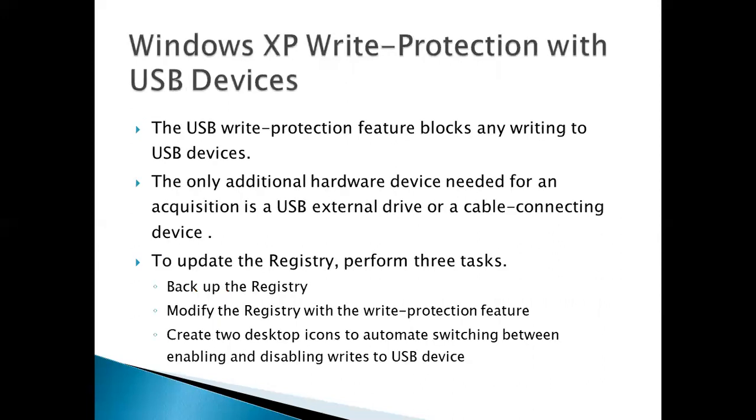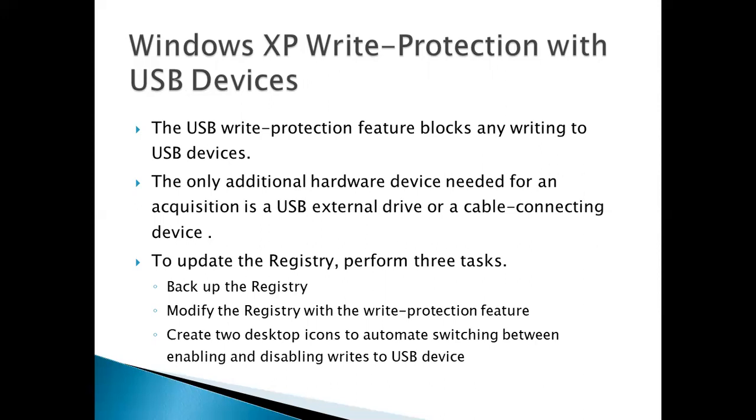Windows XP write protection with USB devices. The USB write protection feature blocks anything to the USB devices. If you are using USB, there you will have a write protection feature. What that will do is it cannot write or copy the content. So in those cases, we can use some tools to copy that.